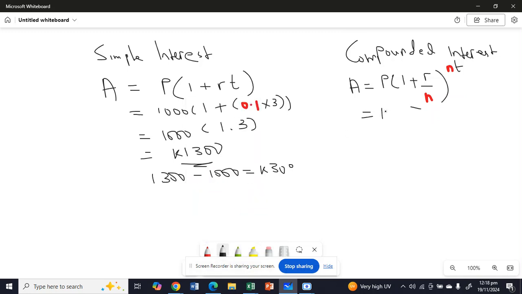So our principal is 1,000. The interest rate was 10%. So 10% divided by, we said our interest is compounded semi-annually. So if it's compounded semi-annually, then n, the number of compoundings, is 2. So 10% divided by 2, to the power 2 multiplied by 3, since it's still 3 years.